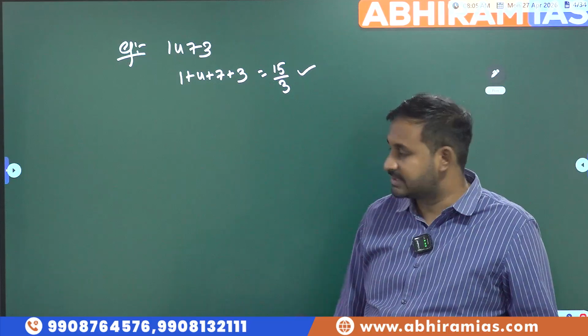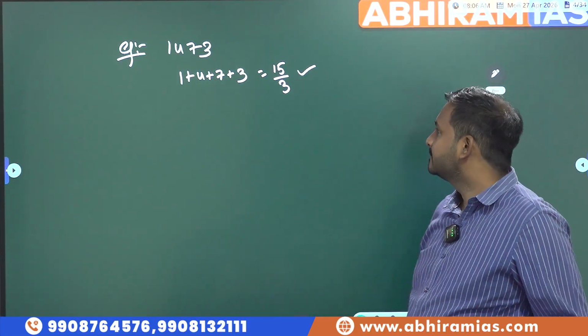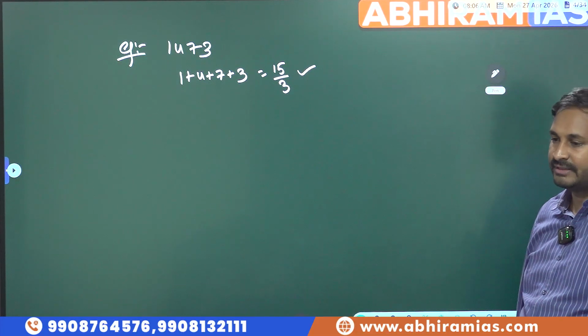Please take this down as an example. So here for us, 1473 is also divisible by 3.